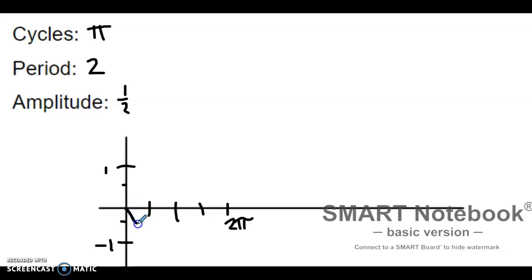So we're going to go down, and then up, and down, up, and down again. And notice that from between 0 and 2 pi, we had 2 complete periods. And there was a complete cycle made from 0 to pi. It was pi units long.